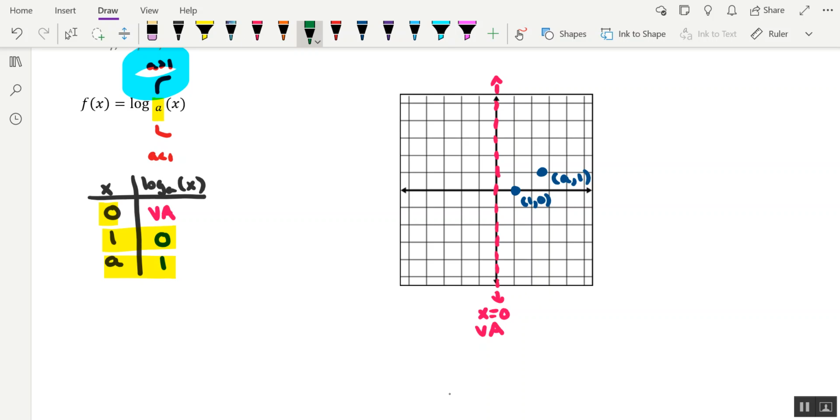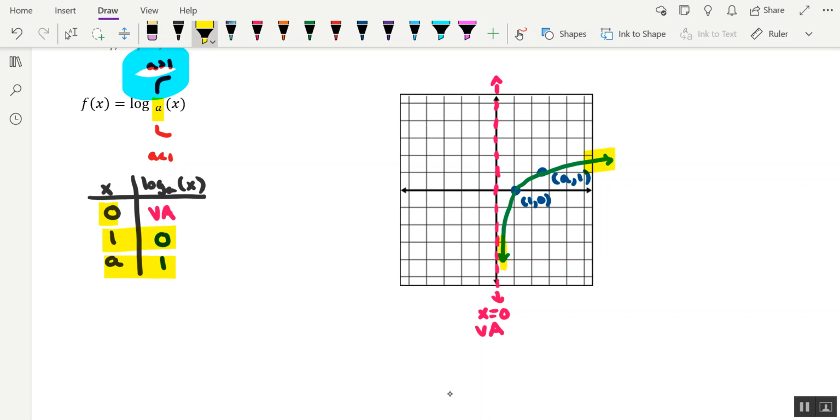So 1, comma 0, I'm going to connect that through a, comma 1. And I'm going to slightly curve it so that it slowly goes up to positive infinity. And to the left of 1, 0, I'm going to hook it down towards the vertical asymptote, heading down to negative infinity. But keep in mind that since this is a vertical asymptote, the graph is never going to cross or intersect. Okay, so this part right here, the left end, this tail of the graph, gets closer and closer to the y-axis without crossing or touching it, and it heads down to negative infinity. Whereas the right end heads up to positive infinity.